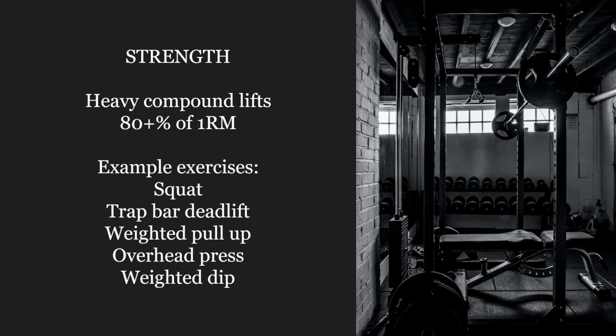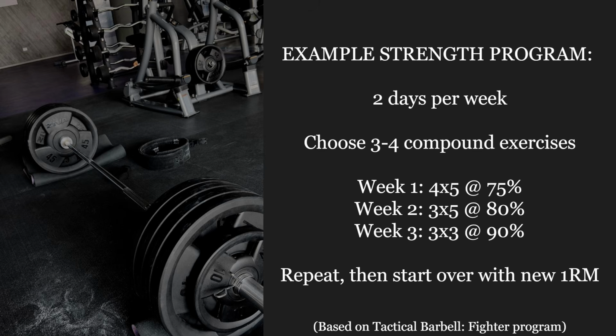So for strength work, you should be doing heavy compound lifts close to your 1 rep max to build a base of strength, above like 80% of your 1 rep max. The most beneficial movements are going to be things like squats, trap bar deadlifts, weighted pull-ups, and the overhead press. So a mini 3-week strength progression scheme could look something like 4 sets of 5 at 75% of your 1 rep max in week 1, and then 3 sets of 5 at 80% in week 2, and 3 sets of 3 at 90% in week 3.